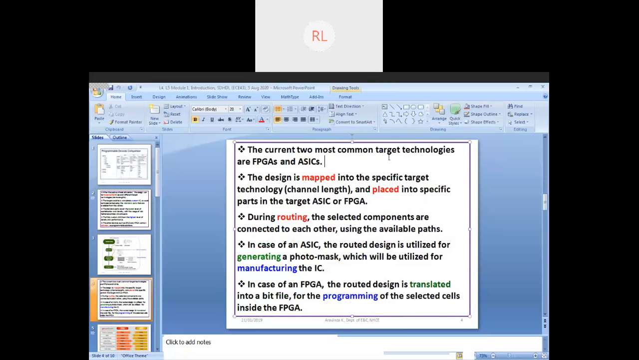right? So the two most common targets are nothing but your FPGAs and ASICs. These are the major two differentiations in VLSI design.